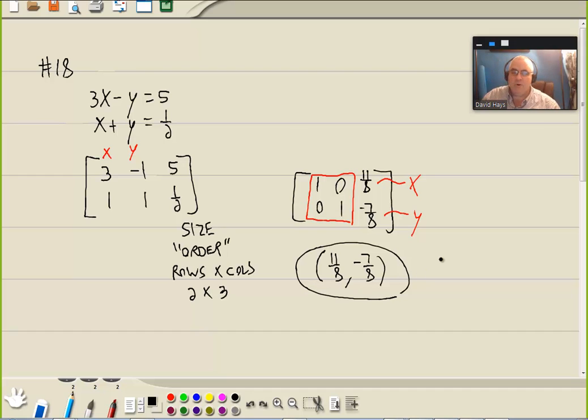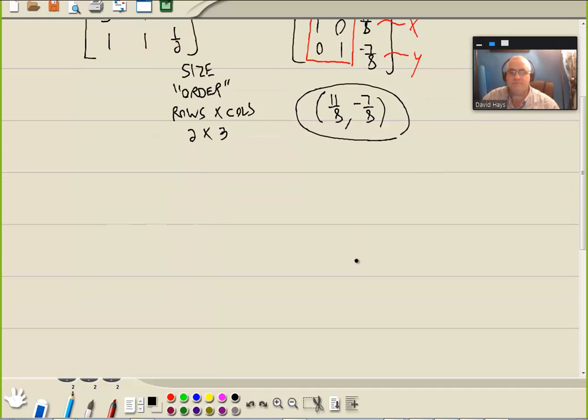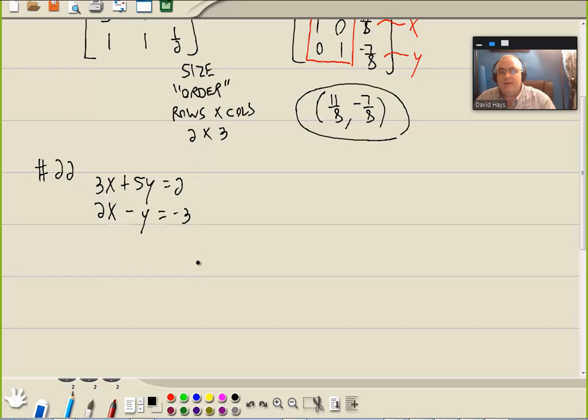Now let me show one more of that type. Number 22. We got 3x plus 5y is equal to 2. And we got 2x minus y is equal to -3. Now I have put YouTube videos out there to show you how to do this by hand if you're curious. But this is how you use technology.